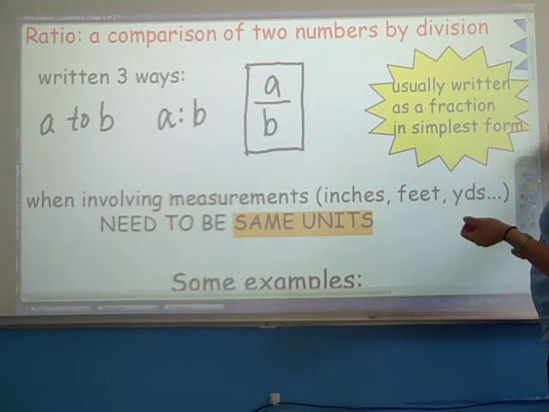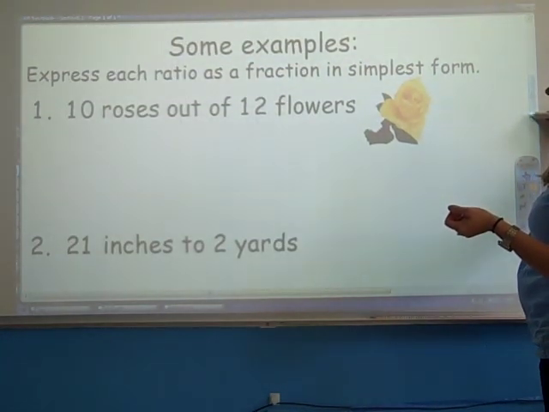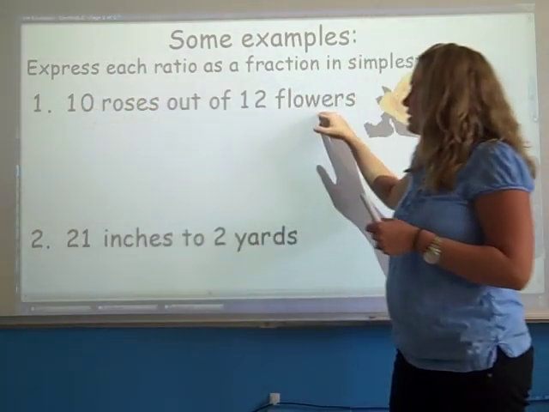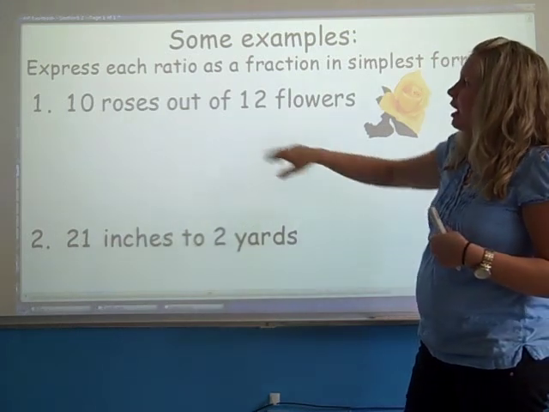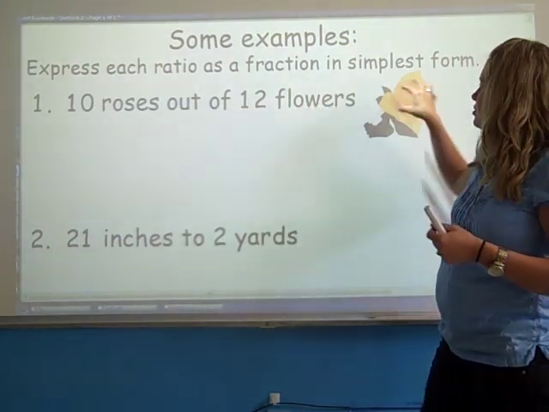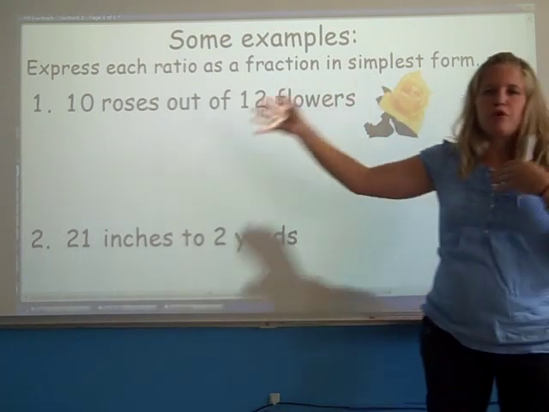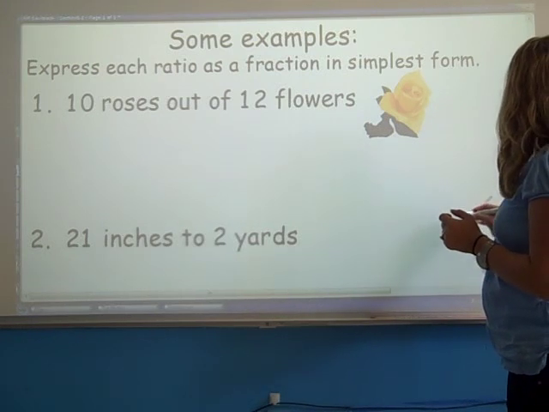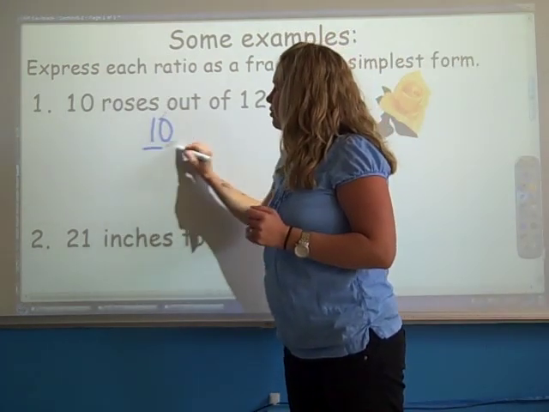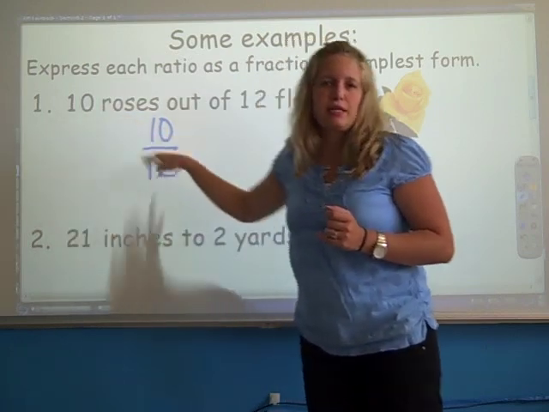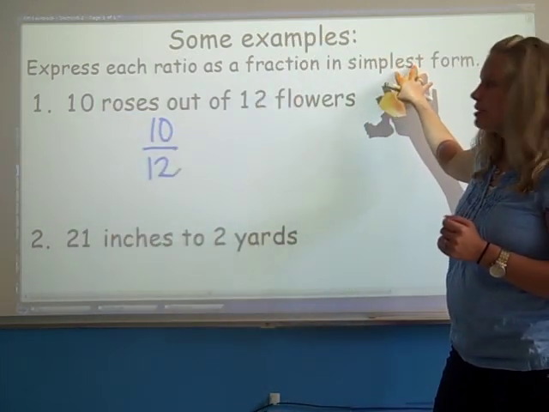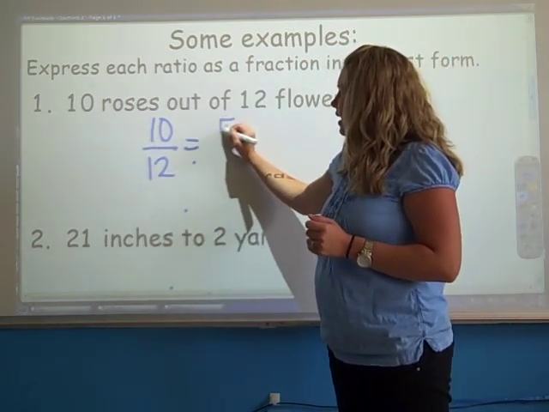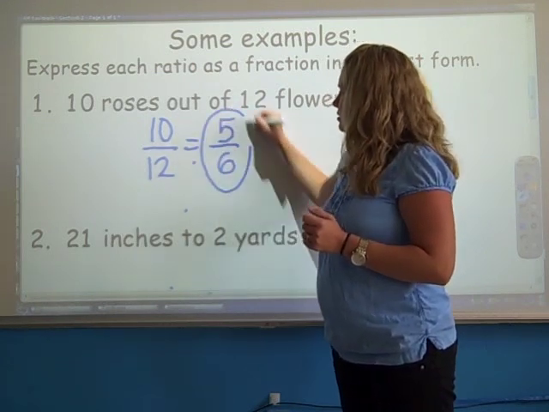All right, so let's try some examples. Please write down the number of the example and remember to write down the words, and then we will do them together. 10 roses out of 12 flowers. We cannot change a rose to a flower. There is no general conversion. So what we're going to do is write it as a fraction. 10 over 12. We write the one that comes first on top. And then it asks us to do it in simplest form. So I'm going to reduce 10 over 12 and divide them both by 2. I get 5 over 6. And that is my answer.